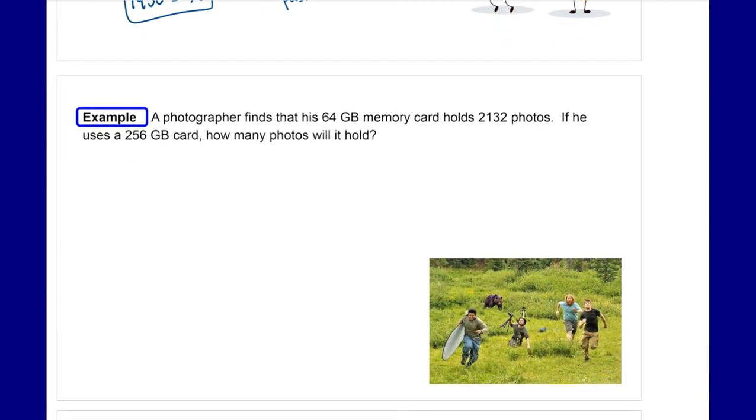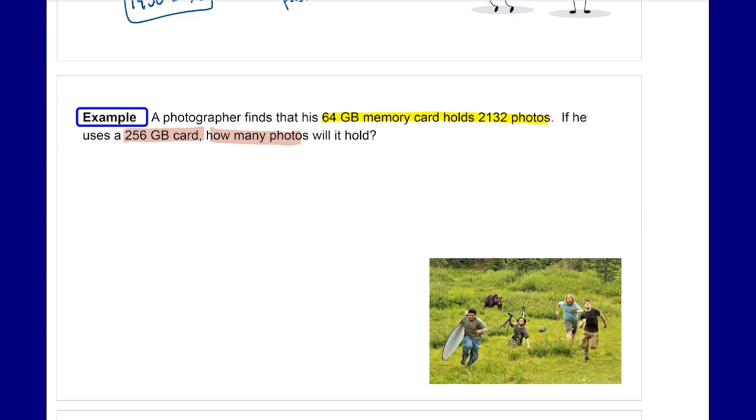Another example: a photographer finds that his 64 gigabyte memory card holds 2,132 photos. Let's say he wants to upgrade. Maybe he has a big wedding to go to, or he's traveling, and he doesn't want to bring a lot, or he only wants to pack one. He wants to know how many photos he can have. So again, we have part of the information we're looking for, how many photos, and we have size. So let's set up a proportion.